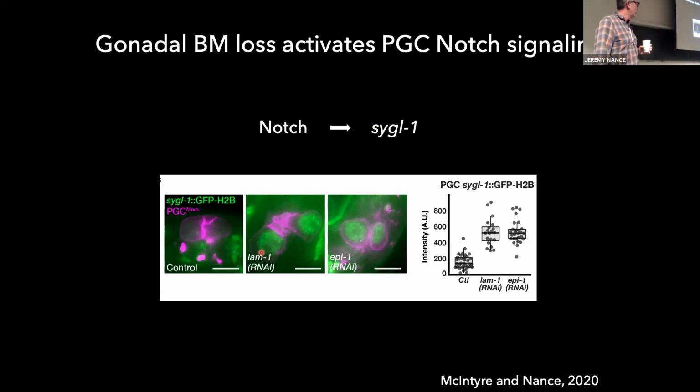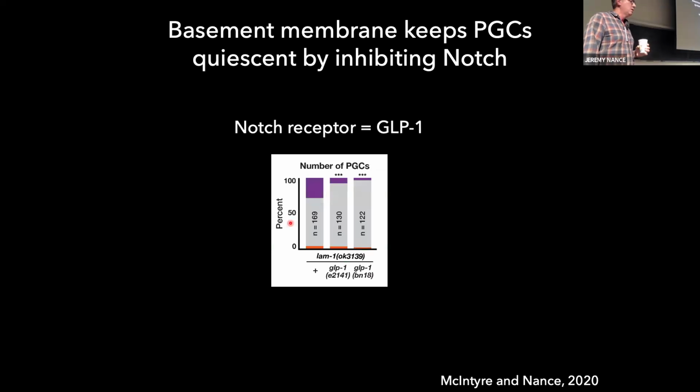If you take away the basal membrane here with either LAM1 or EPI1 RNAi, you can see this large increase in the signal of this reporter in the embryonic PGCs. So normally this signaling pathway is off, and when you take away the basal membrane, it turns on. And finally, we could use temperature-sensitive mutations in the Notch receptor called GLP1, and that nearly completely suppressed this proliferation.